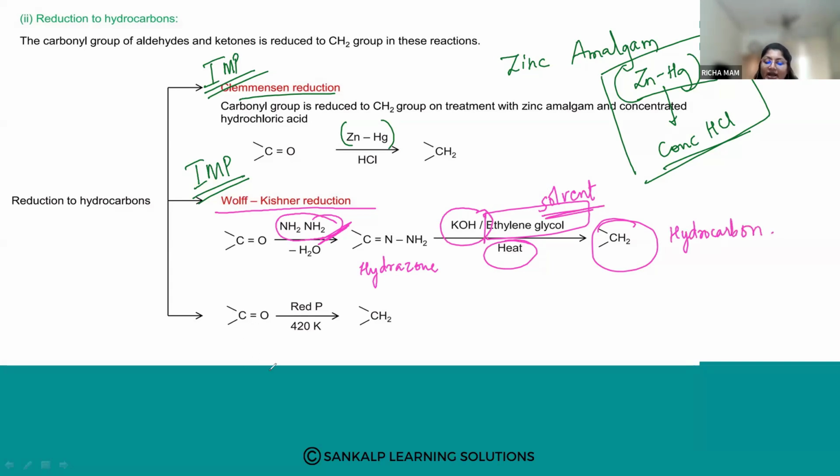Again, one more reaction we can make use of. For the carbonyl compound, heat it with red phosphorus at 420 Kelvin, and I'm going to get a hydrocarbon.